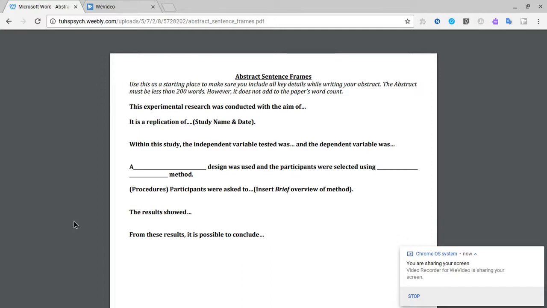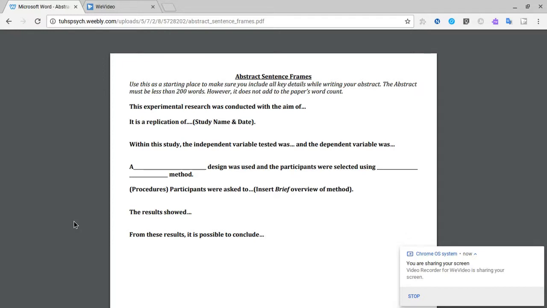Within the study, the independent variable tested was, input your independent variable. And the dependent variable was blank. You should identify which type of design you used and how your participants were selected. Your procedures, participants were asked to include a brief overview of this method.